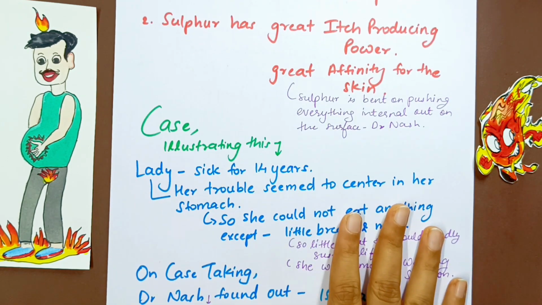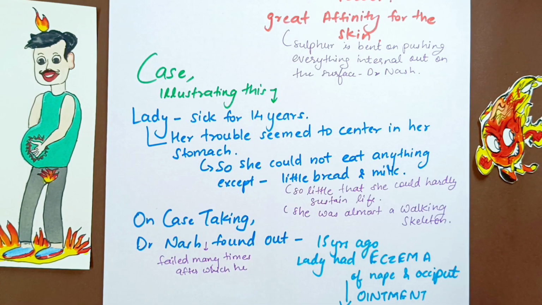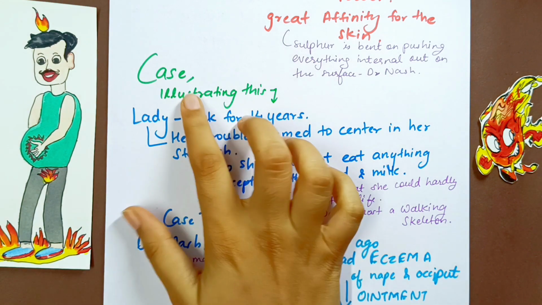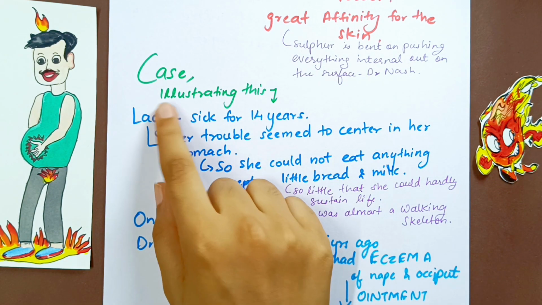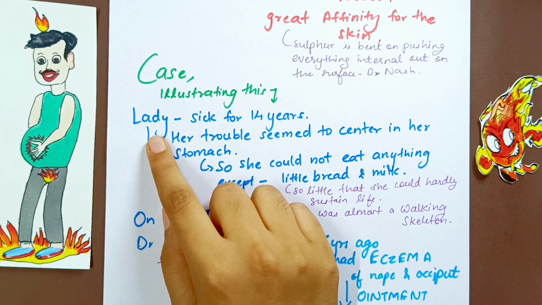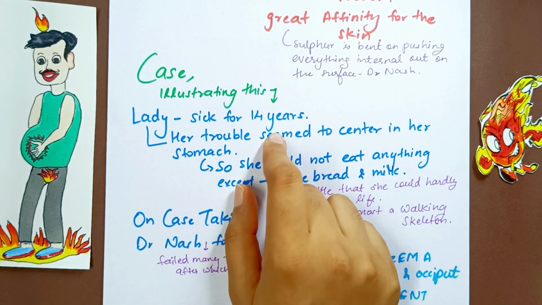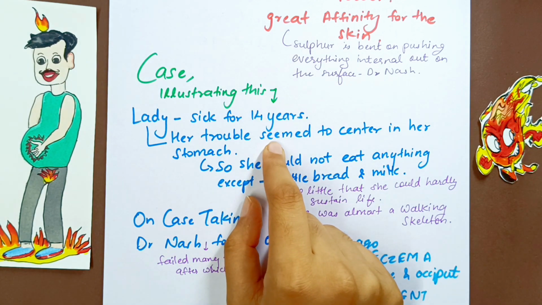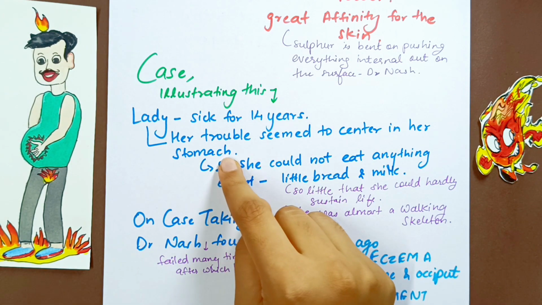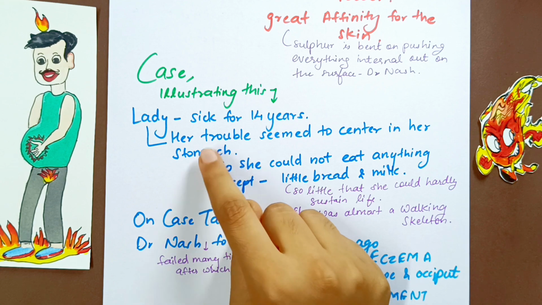Now, there is a case illustrating this. I told you that we are going to talk about a case. So there is a case illustrating this. There was a lady who came to Dr. Nash. She was sick for 14 years. She had this disease for 14 years. Some stomach related issue, diarrhea and all that she had. So she had some stomach related issue.